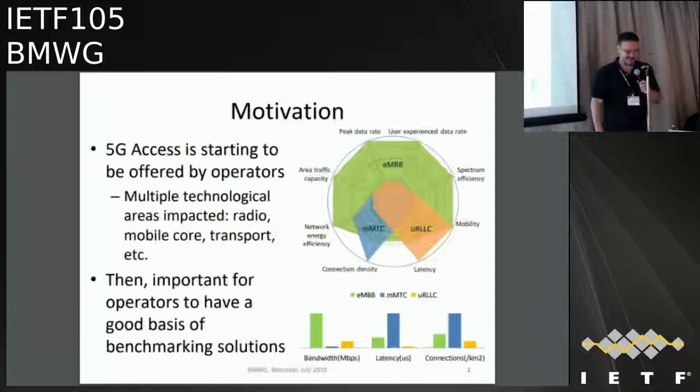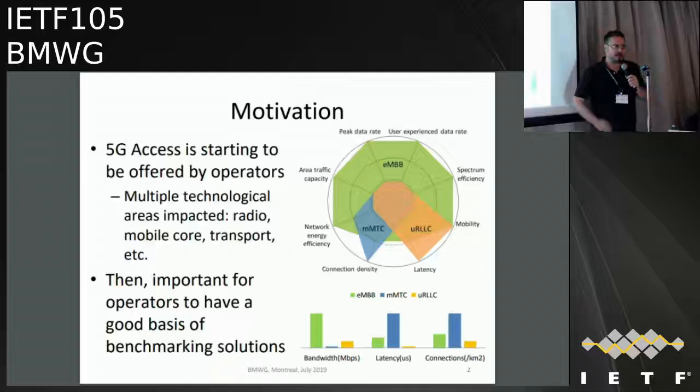Basically, the motivation is that several operators across the world, in the Americas, Asia and Europe, are starting to deploy 5G access. 5G is for sure impacting multiple technological areas, the radio, the mobile packet core, but also the transport network. The motivation of this draft is to start pushing for directions and guidelines for benchmarking the transport networks in such a way that could assist operators in the deployment of this and in the support of the services that are expected to be offered to the customers.